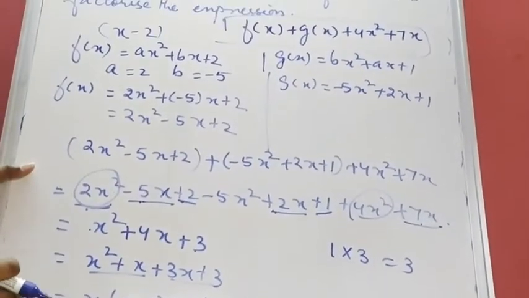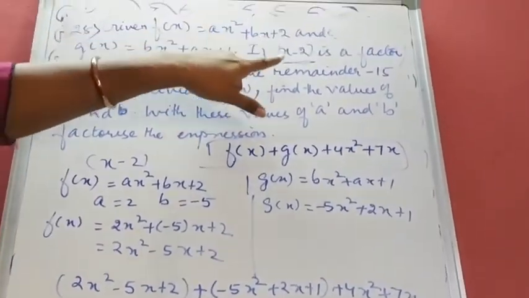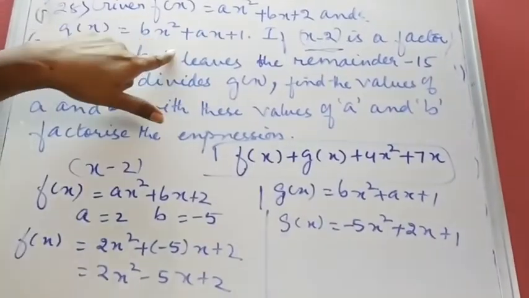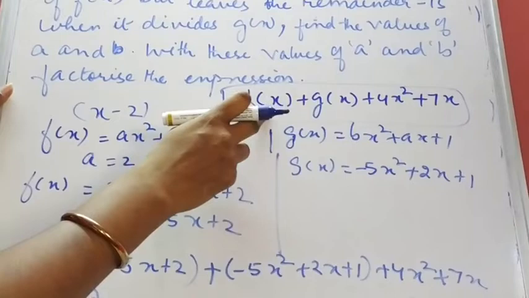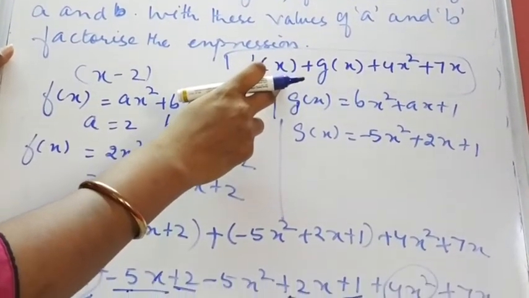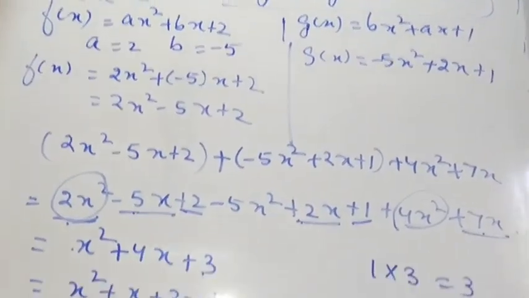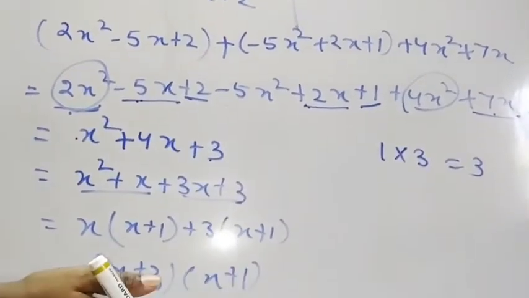So here, students, when a factor is given and a remainder is given, after finding the values of a and b, we put them into the given algebraic expression, and then we factorize it as we were doing earlier.